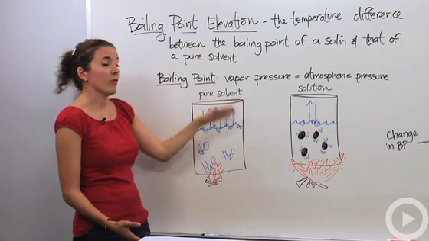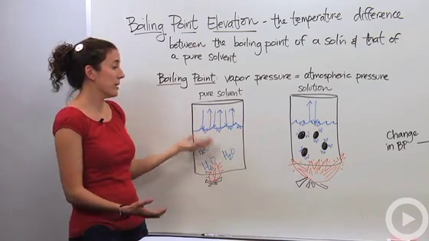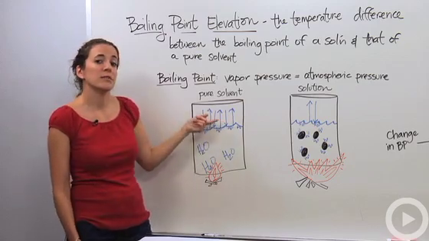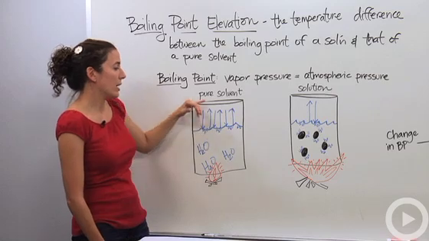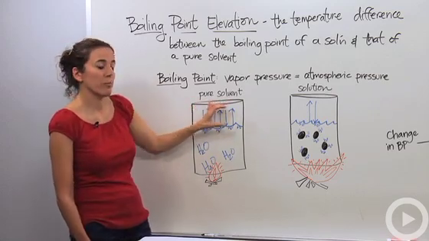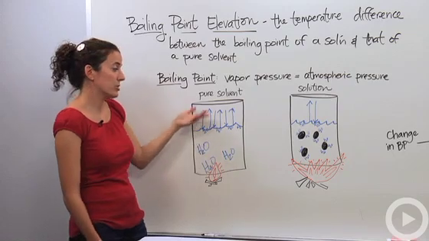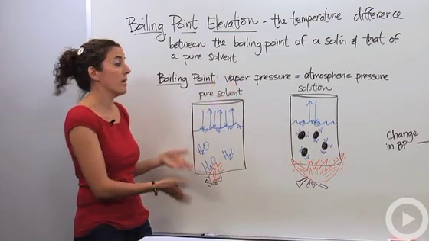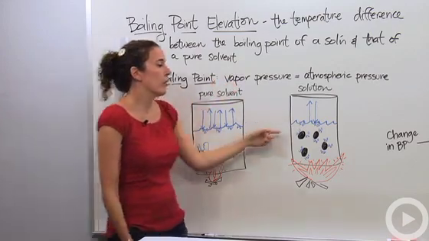So let's say we have a pure solvent. Let's say we have a beaker of water. We know that at the surface of water, those particles are going to escape into vapor, back and forth, and they're going to have some sort of pressure up here. As we heat the substance, that pressure is going to rise due to kinetic energy increasing, and it's going to eventually reach the atmospheric pressure and then boil. Okay? So let's go over to a solution.